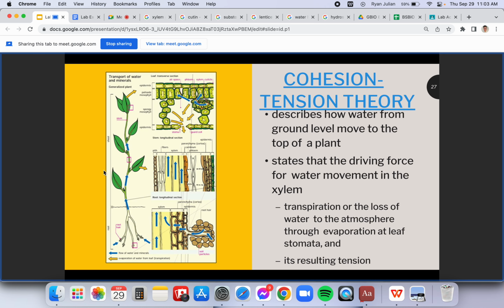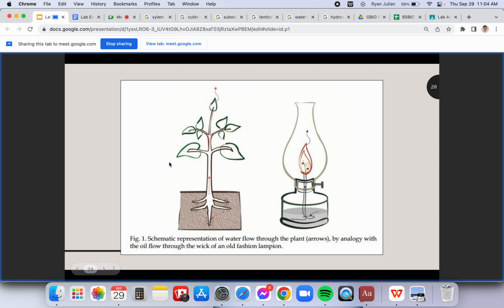Now, let's discuss the cohesion tension theory. It describes how water from ground level moves to the top of a plant. It states that the driving force for water movement in the xylem is transpiration, or the loss of water to the atmosphere through evaporation from leaf stomata, and it results in tension. That is what cohesion tension theory states. This figure shows the schematic representation of water flow through the plant, or the arrows that you are seeing right now.